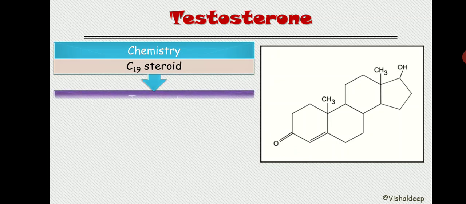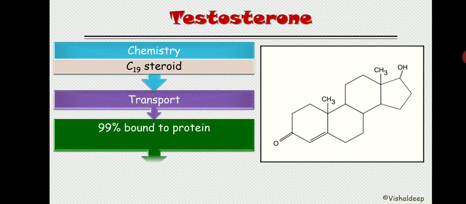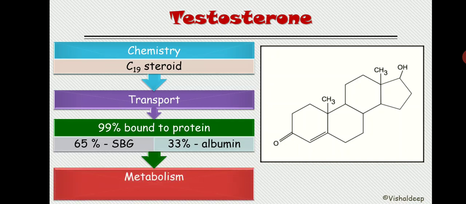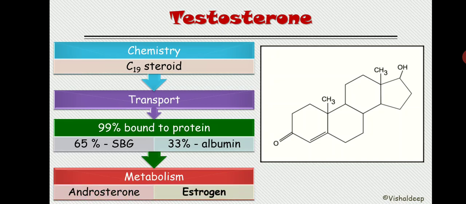Now as far as the transport of testosterone is concerned, 99% is in the bound form. Out of that, 65% is with SBG, sex hormone binding globulin, and 33% with albumin. The reverse is true for estrogen: 65 or 70% is bound with albumin, and the remainder with sex hormone binding globulin. As far as metabolism is concerned, it is basically androsterone and estrogen. Testosterone is eventually converted into estrogen by the aromatase enzyme.